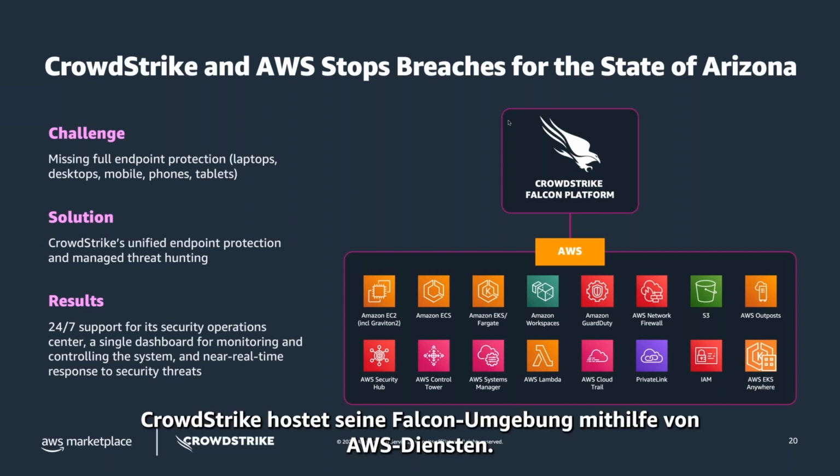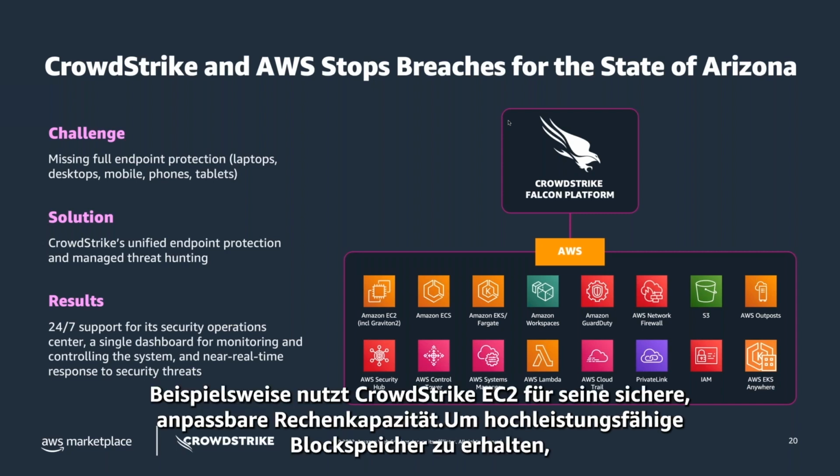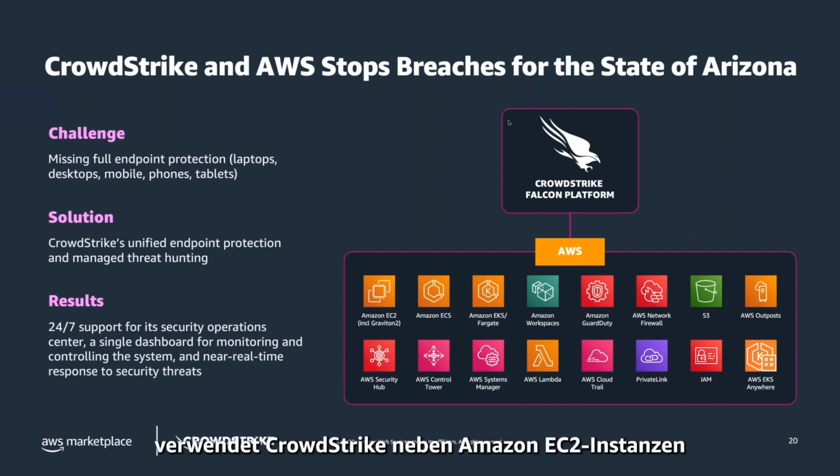CrowdStrike hosts its Falcon environment using AWS services. For example, it uses EC2 for its secure, resizable compute capacity. And to gain high performance block storage while using Amazon EC2 instances, CrowdStrike also uses Amazon EBS for its Apache Cassandra cluster.